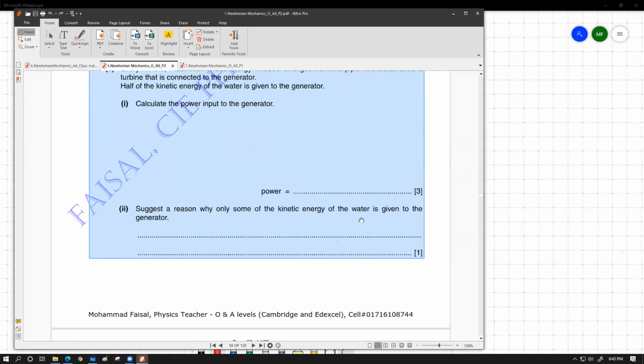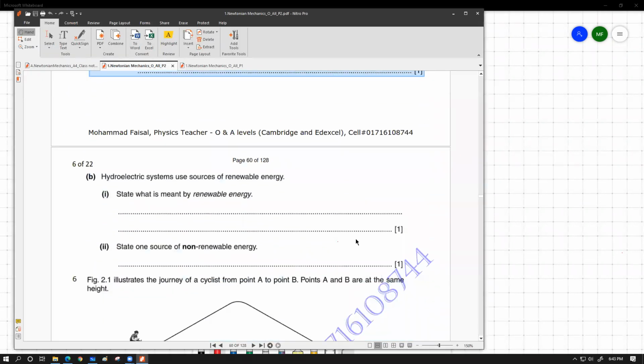Next is: hydroelectric systems use resources of renewable energy. State what is meant by renewable energy. It's very simple. This is a definition.